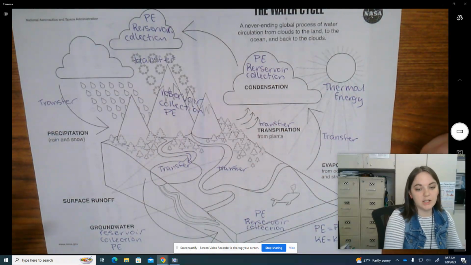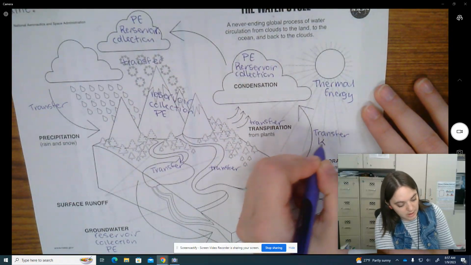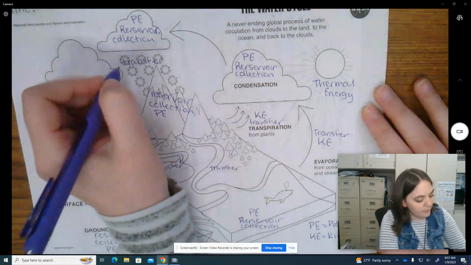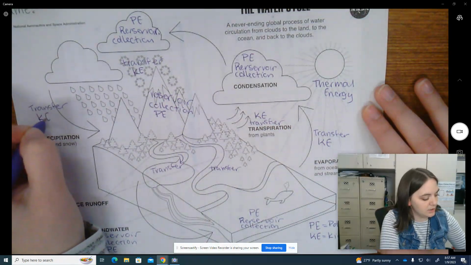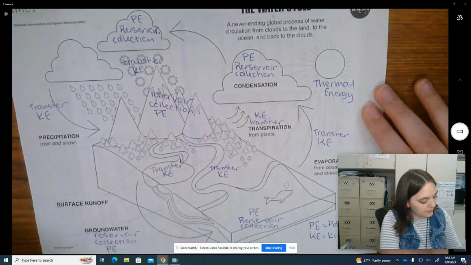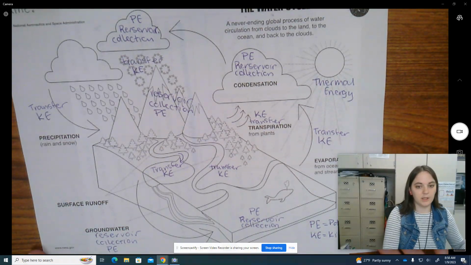And kinetic energy is anywhere where the water is moving. So we have kinetic energy here. Kinetic energy. Kinetic energy. There's lots of kinetic energy in the water cycle. Okay, have I missed any? I don't think I have.